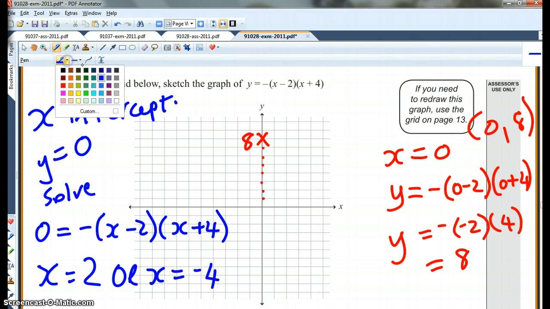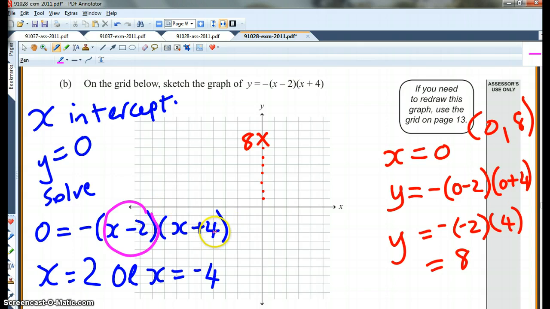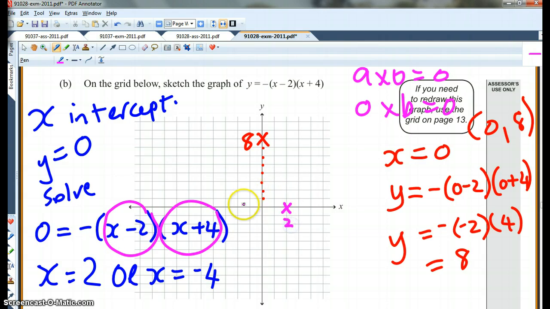Because we are saying either this factor equals 0, and then it doesn't matter what the other equals, or this one equals 0, and it doesn't matter what that is. Anything times 0 is 0, and 0 times anything is 0. So if one of these factors is 0, the answer is 0. So we've got 2 and negative 4. So x is 2, it's going to be there, and negative 4 is going to be here. Okay? So now we've got 3 points.